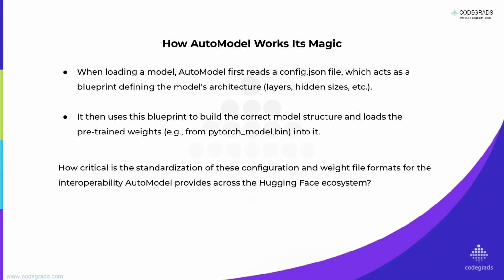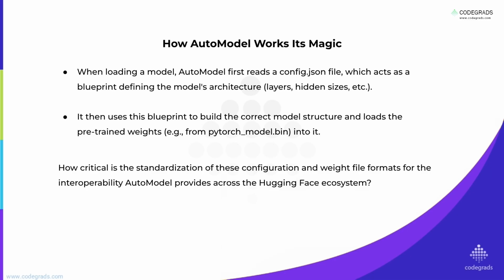So how does Auto Model actually do it? It is not magic, but it is clever standardization. When you ask Auto Model to load a model, it first looks for a file called config.json. This file is the model's instruction manual, its DNA. It tells Auto Model everything about the model's architecture, its type, how many layers it has, the size of its components, and so on. You can even open the config.json file yourself. It is human readable.